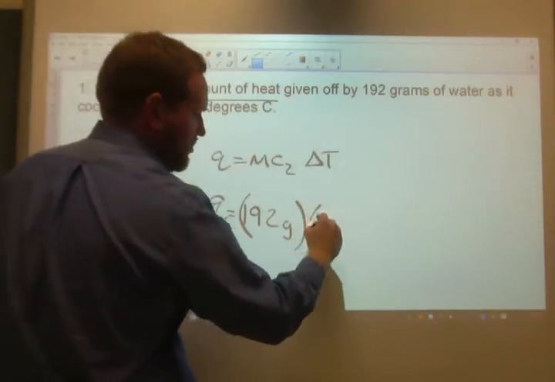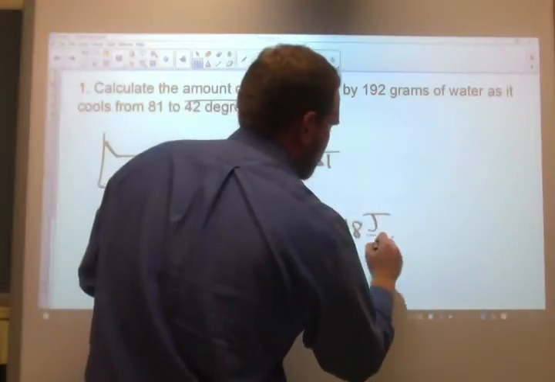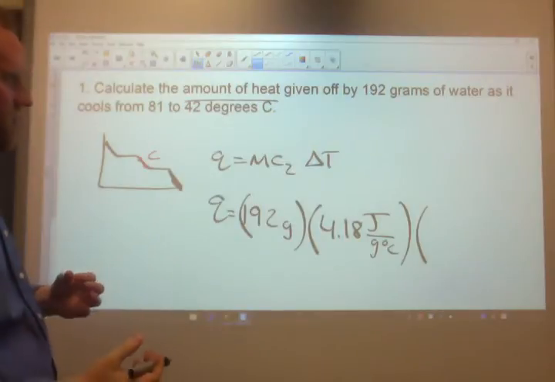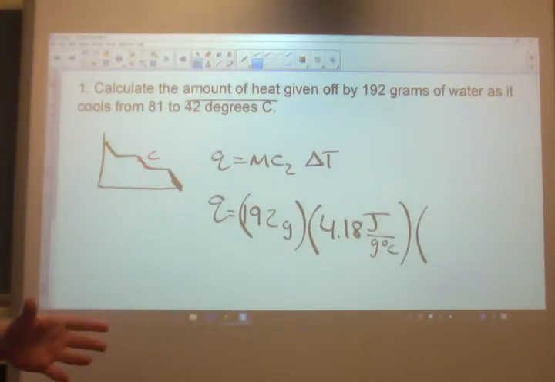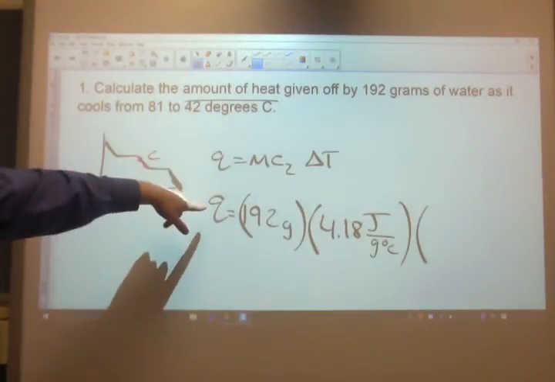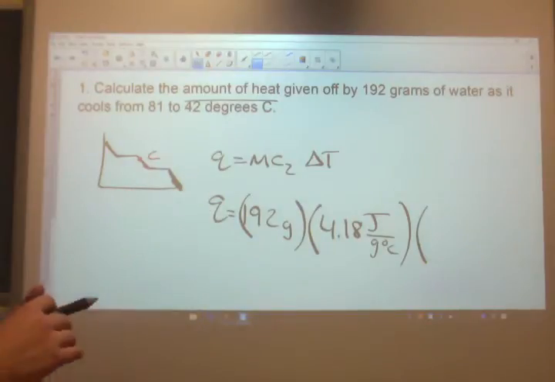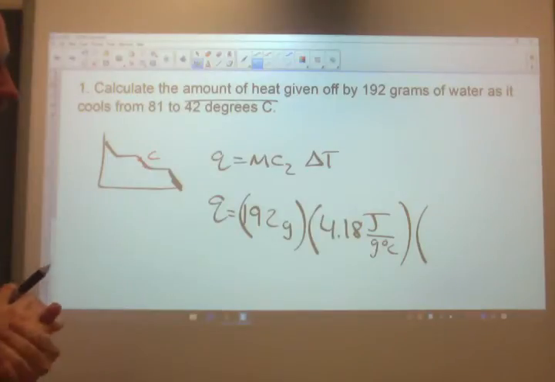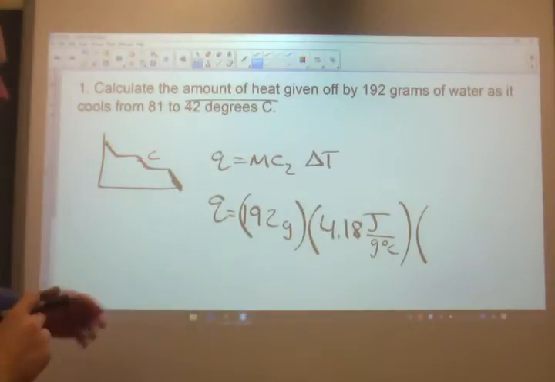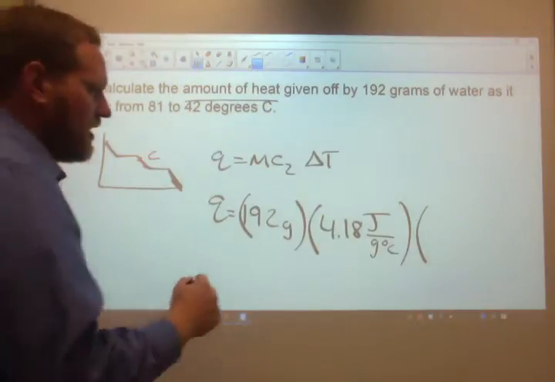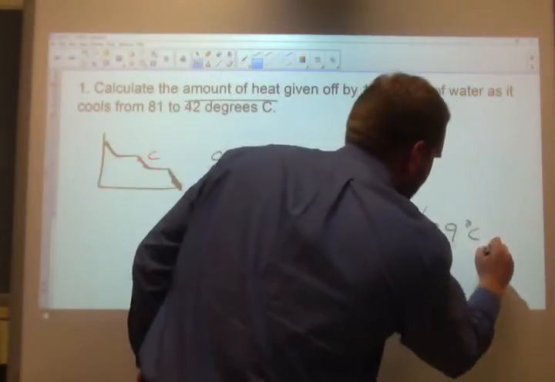C2, you look up on your sheet, 4.18 joules per gram degree Celsius. Delta T, that's the change in temperature. Now this is always going to be positive, even if you're making it less. I don't want to enter a negative value for this, because there's really no such thing as negative joules. If you get negative joules, it just means that positive joules are being released. But what I prefer to do is keep all of my delta T's positive, which keeps all of my final answers positive. So 81 minus 42 is 39, right? Yes. So delta T is 39 degrees Celsius.